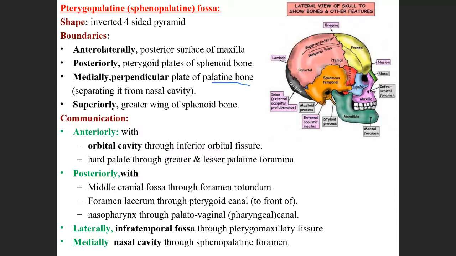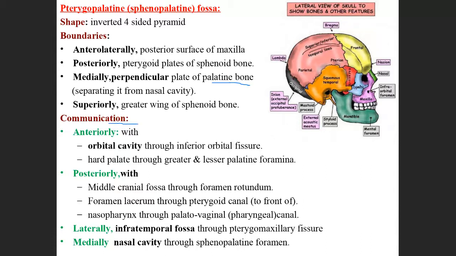So all these are the features I will show. When you see in the practical, in the lab, I will show all these areas, and also when you see these bones, it is easier to remember.